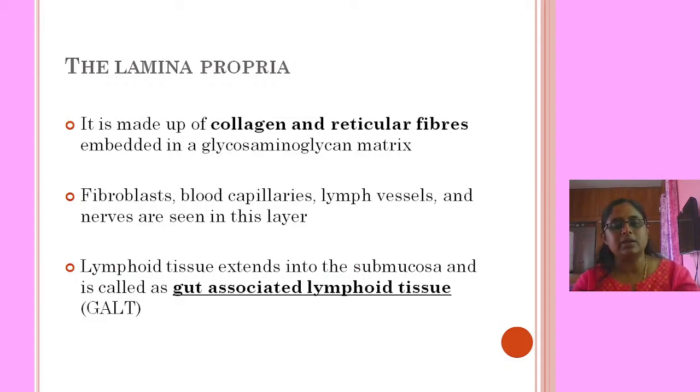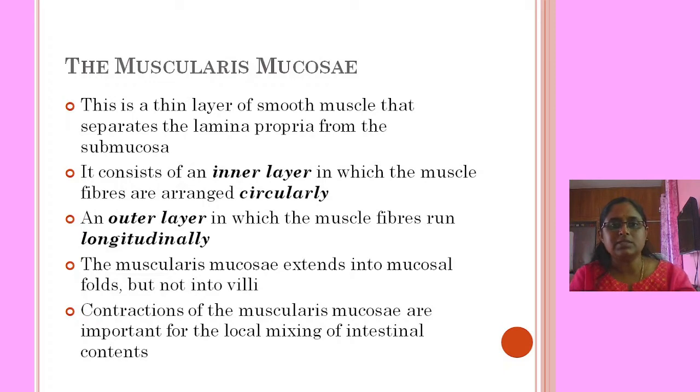It is also associated with lymphoid tissue which extends into the submucosa, and this lymphoid tissue is called GALT. GALT means the gut associated lymphoid tissue. The lymphoid tissue mainly associated with the gut, the gastrointestinal tract, we call GALT, gut associated lymphoid tissue. Then comes the third layer, the muscularis mucosae.